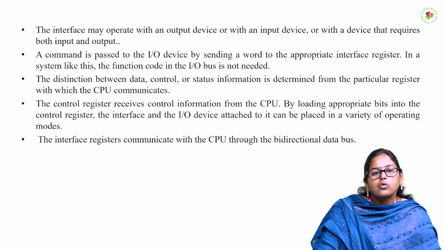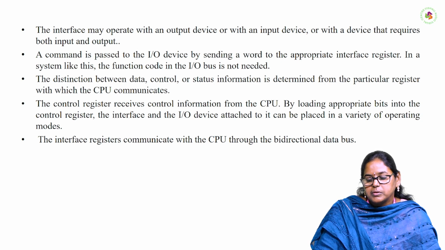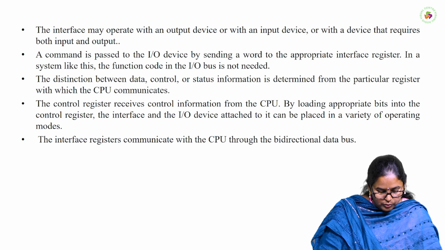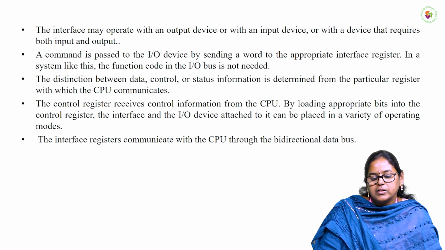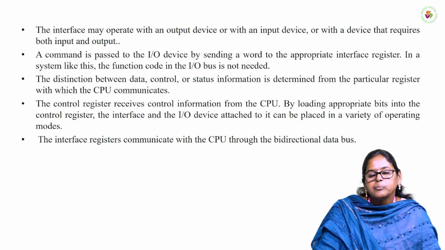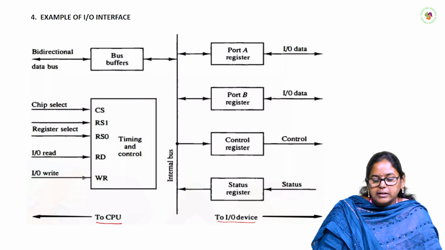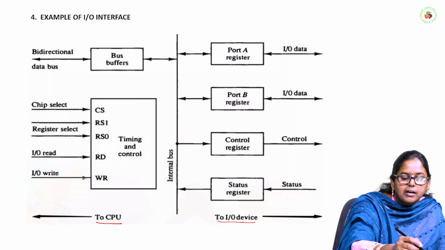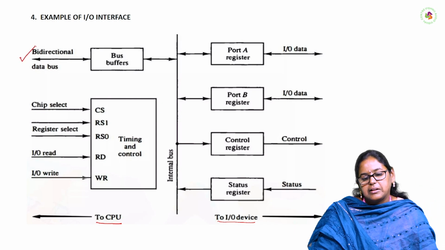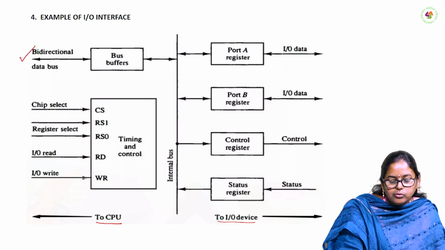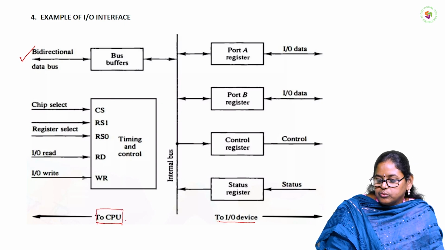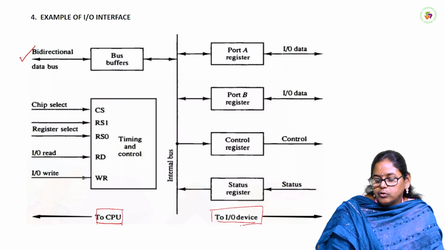So the control register receives control information from the CPU by loading the appropriate bits into the control register, and here the interface and the attached IO device can be placed in a variety of operating modes. Whatever interface registers we are communicating with, it will always be through the bidirectional data bus. As you have already seen in this figure, the communication always happens through the bidirectional data bus, through which it is connected to the CPU here, and through here it is connected to the IO devices.